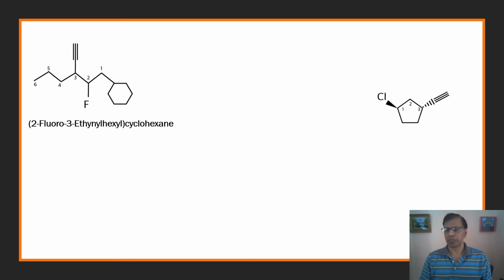Let's look at another example. So this is a cyclic compound. This is cyclopentane because it's a 5-membered ring. You have 2 substituents on it, 1 chloro and 1 ethynyl. The substituents, if you recall the convention of the wedge line, this is the wedge line and this is the hashed line. The wedge line means it's above the plane of the cyclopentane ring, and the hashed line is below the ring. So these 2 substituents are on the opposite sides of the ring, and because of that they are considered to be trans with respect to each other.